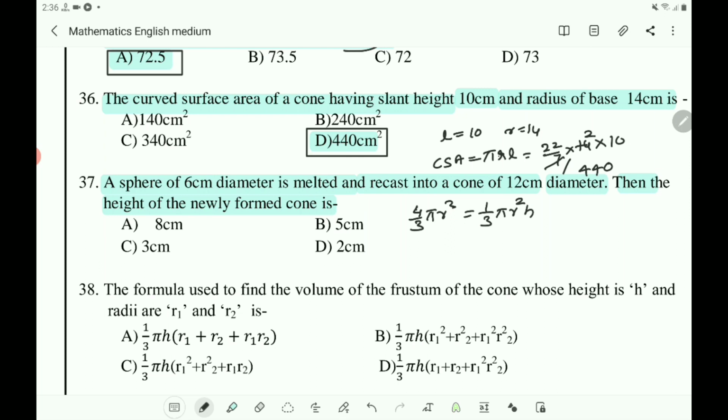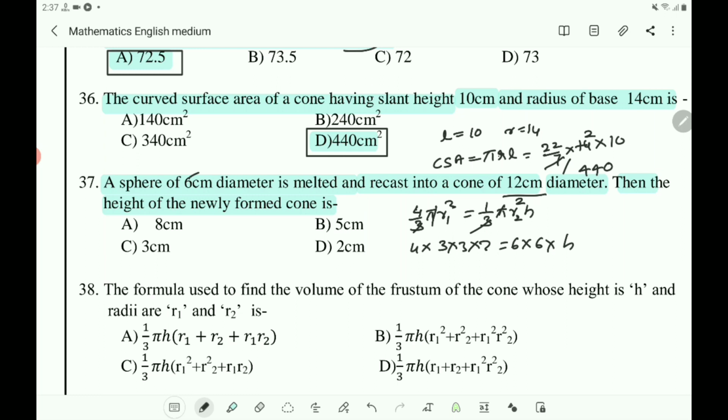r square h. So here what is asked? We have to find the height. So the radii are different, so you take r1 and r2. 3 cancels, pi cancels and r1 is there. Diameter 6 means radius is 3. So write 4 into 3 into 3 into 3 equals r2, the diameter of the cone is 12, 12 means radius 6, 6 into 6 into h.